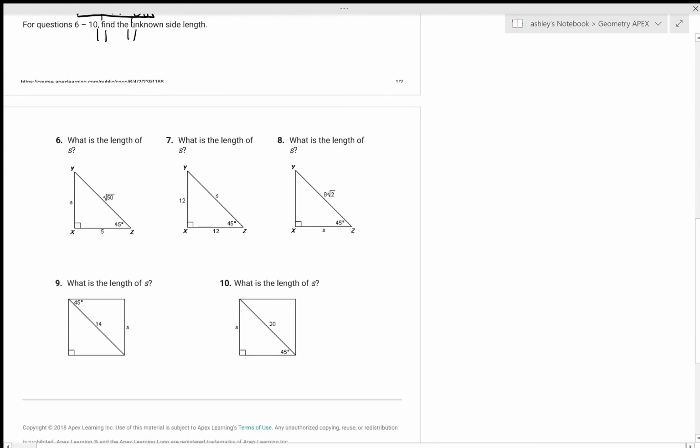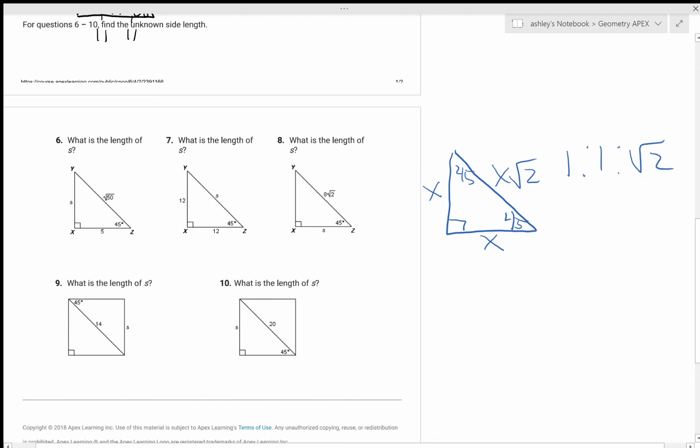The next set of problems, 6 through 10, deal with another special right triangle, which is a 45, 45, 90 triangle. And the pattern here is even easier. It's X, X. Because these two 45s are the same, their sides should be the same length as well. And then X, add on square root of 2. So the pattern here is 1 to 1 to square root of 2.